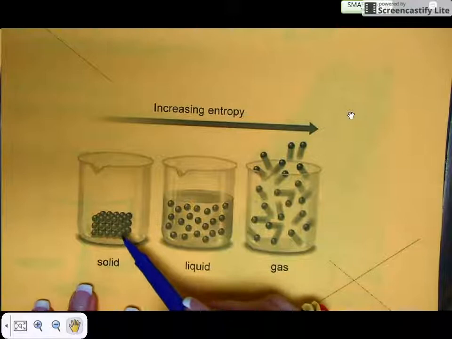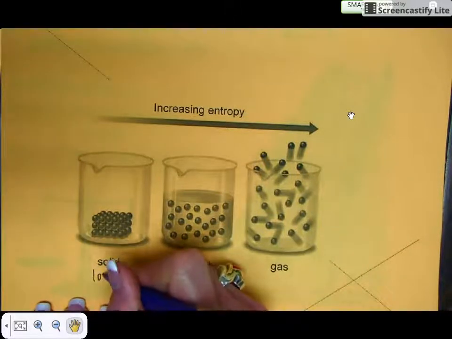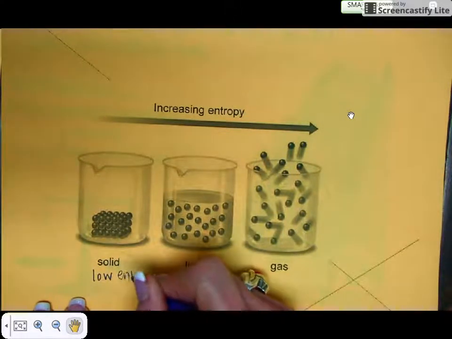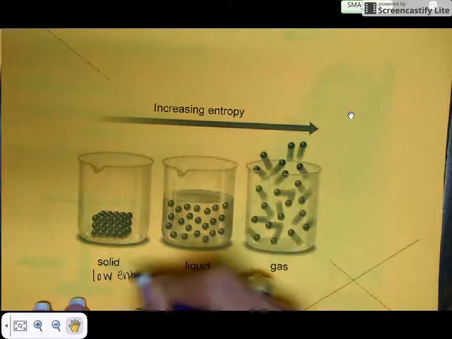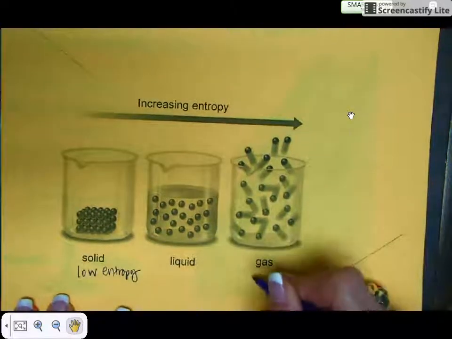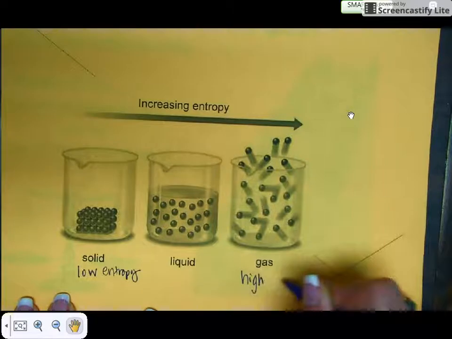Solids have a very low entropy. So this is a low entropy situation because it's very orderly, and gases are very high entropy.